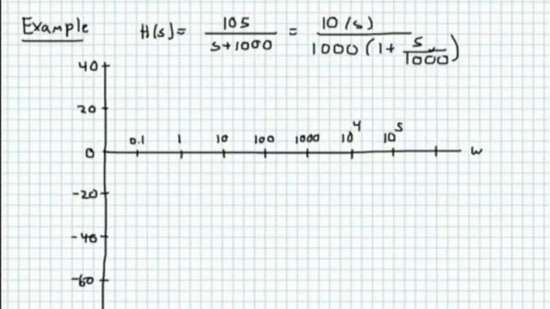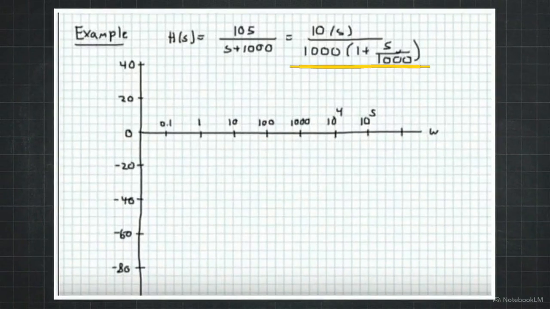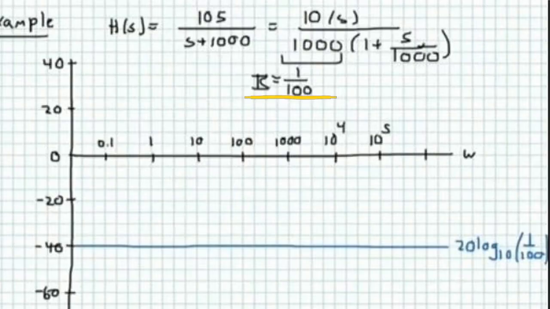Consider this single-time constant circuit, where the transfer function is 10s over s plus 1000. By factoring out the 1000, we achieve the standard form shown here above the empty logarithmic graph. The isolated constant k equals 1 over 100. Converting this to decibels establishes a baseline gain of negative 40 decibels, which serves as the starting point for our plot.